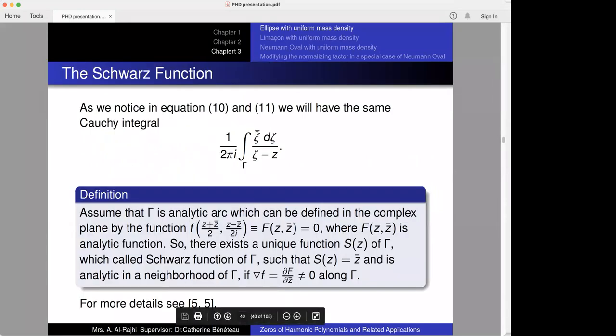As you can see here in this integration, we have zeta bar. It's not an analytic function along gamma, so we have to replace it with an analytic function. To do that, we define the Schwarz function for our lens. The Schwarz function is a function equal to z bar along our boundary and satisfies the conditions, as you see.